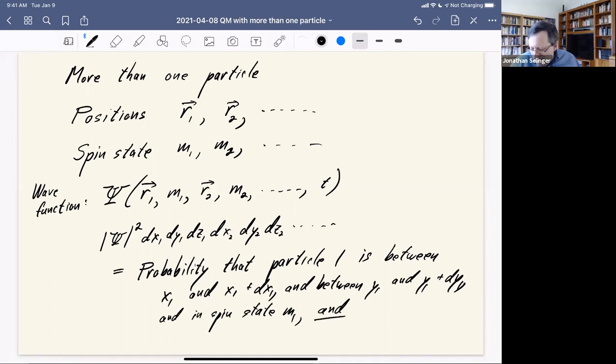And particle 2 is between x2 and x2 plus dx2, and between y2 and y2 plus dy2, and between z2 and z2 plus dz2, and in spin state M2.